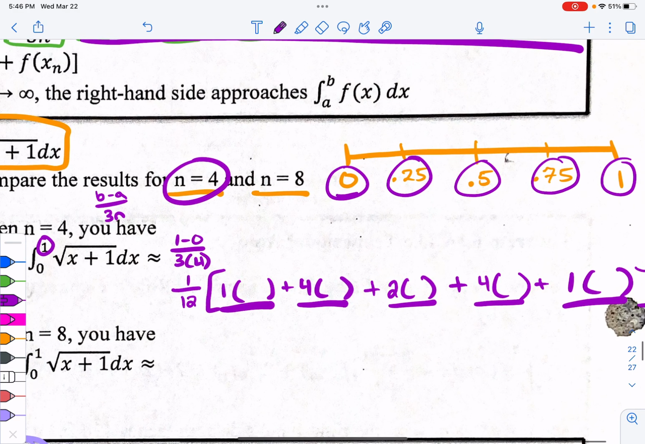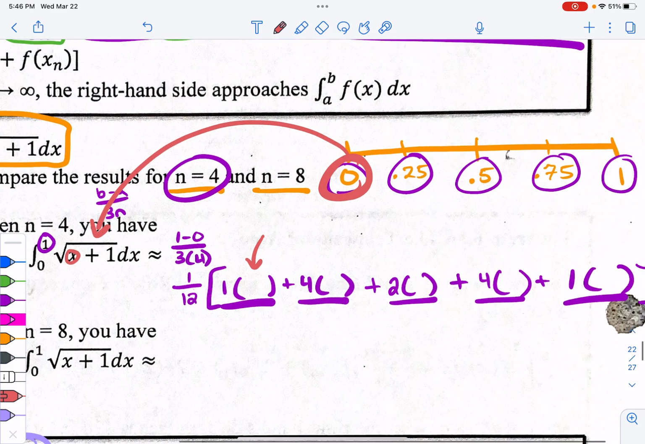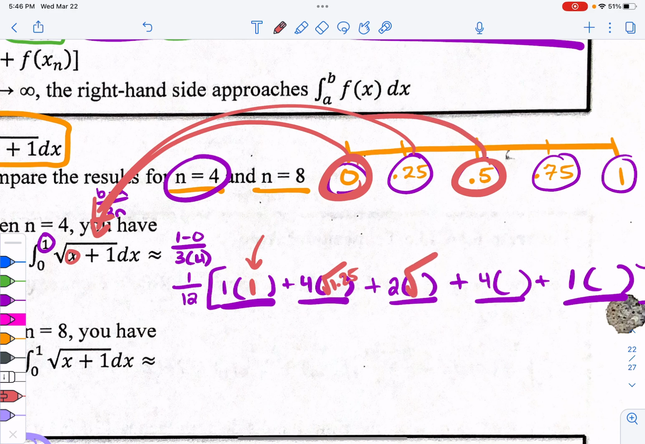1/12 goes out in front. And then to figure out what the numbers are that go inside of here, I plug these into my equation. So I'm just doing 0 into here. 0 plus 1 is 1, and the square root of 1 is 1. So that comes out nice. If I'm plugging 0.25 in, that will just be the square root of 1.25. If I'm plugging 0.5 in, that would be the square root of 1.5. If I plug 0.75 in, that's the square root of 1.75. And if I plug 1 in, that would be the square root of 2.